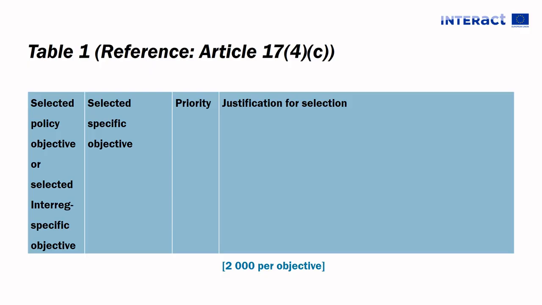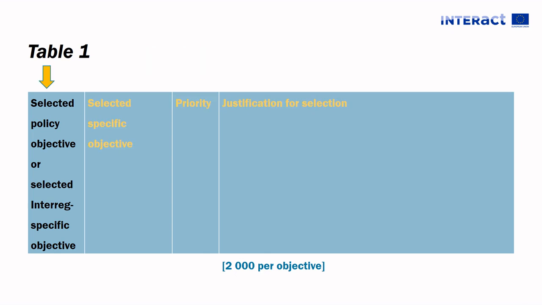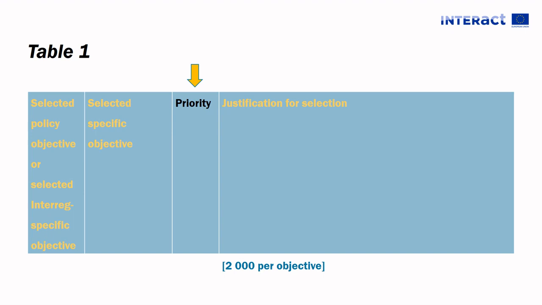This section has exactly the same formulation as in Article 17.4c in the regulation. You have to justify 5 different elements, actually: the policy objective or the Interreg-specific objective, the corresponding priorities, the specific objectives, the forms of the support, and address, where appropriate, missing links in cross-border infrastructure. So you have 5 things.